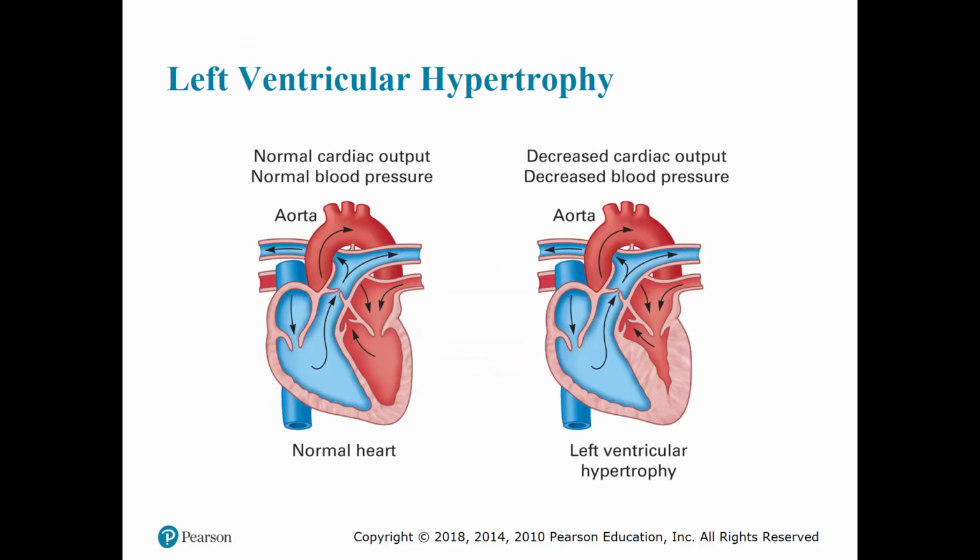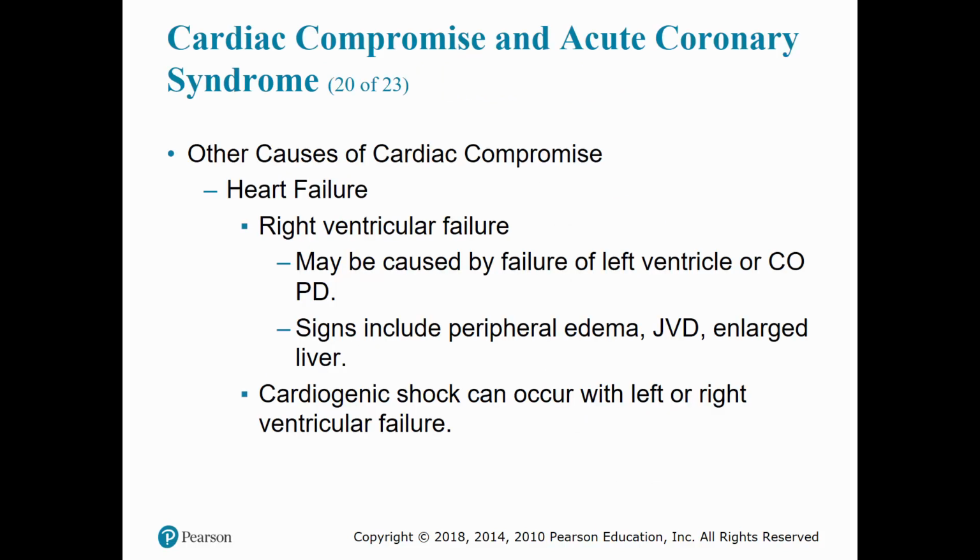Left ventricular hypertrophy, or enlargement of the heart muscle, compromises the ability of the left ventricle to pump adequately, thus causing a decrease in cardiac output and a decrease in blood pressure. This is how it should look. As hypertrophy continues to form, the muscles become larger, thus making it harder to pump blood out of the heart. Think back to Frank-Starling's law.